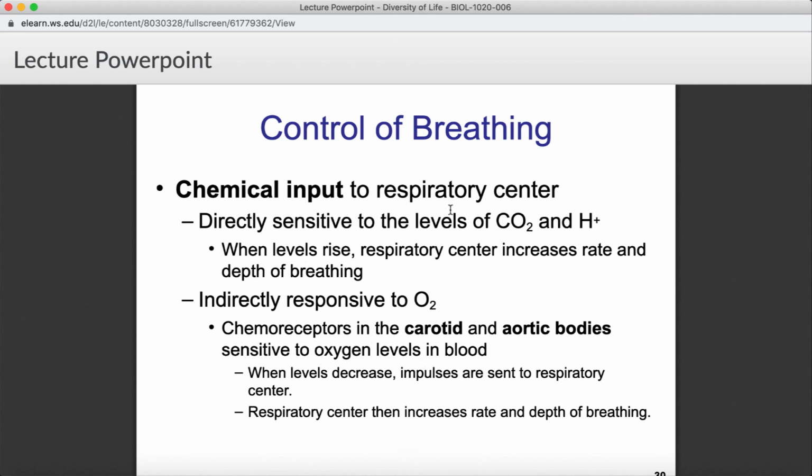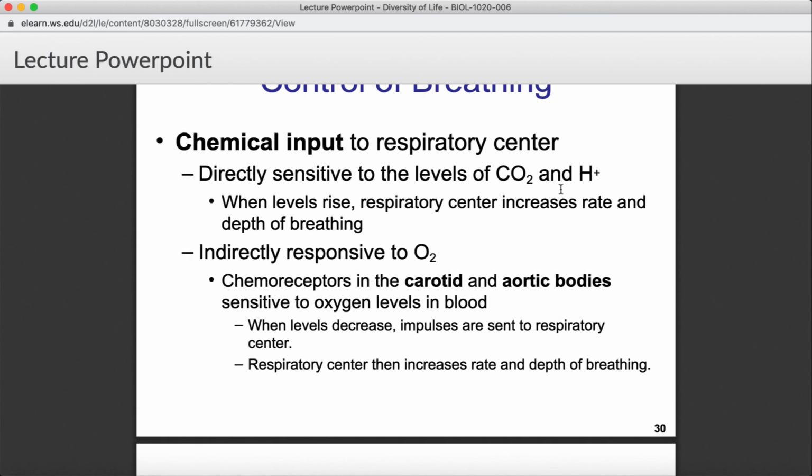So the main chemical inputs here we have CO2 and hydrogen levels. CO2 is your primary driving force. You will die of carbon dioxide poisoning long before you die from a lack of oxygen, so this makes sense to be the primary driver. And your hydrogen concentration is how you control the pH in your blood.